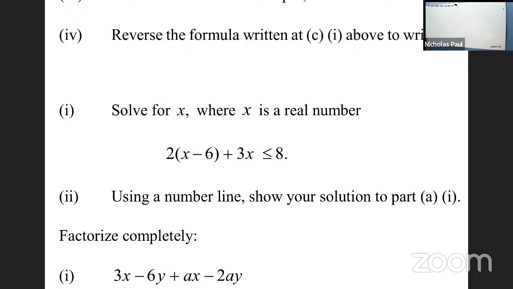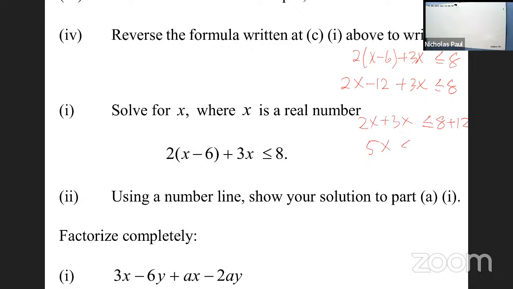Right, 2 by x minus 6 plus 3x is less than or equal to 8. First thing first, expand the bracket. 2x minus 12 plus 3x, and carry on. But you can leave the 8 right there. So that'll be 2x plus 3x is less than or equal to 8 plus 12. So that's 5x is less than or equal to 20.